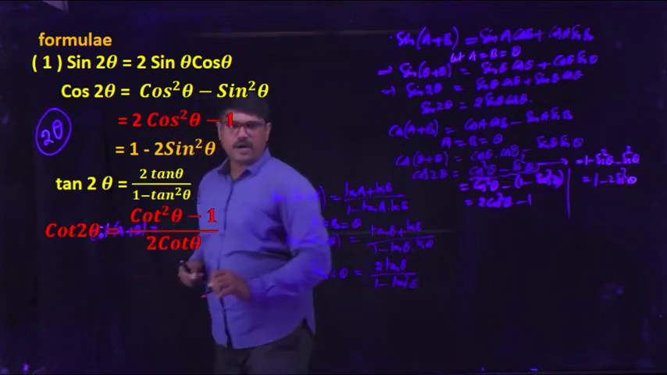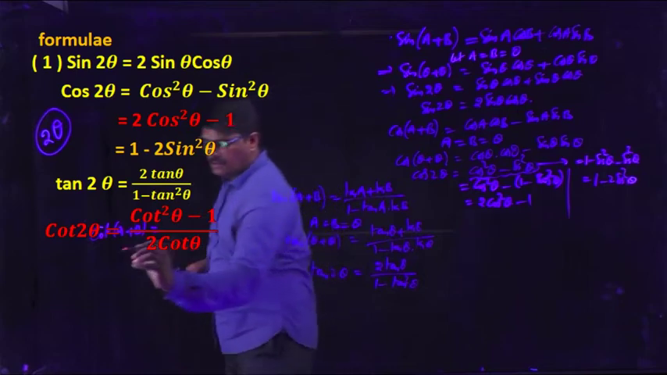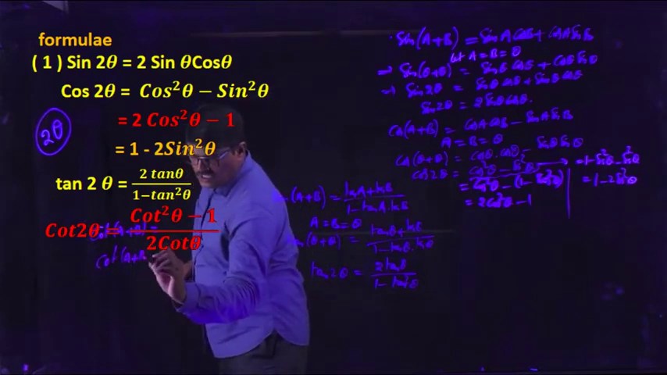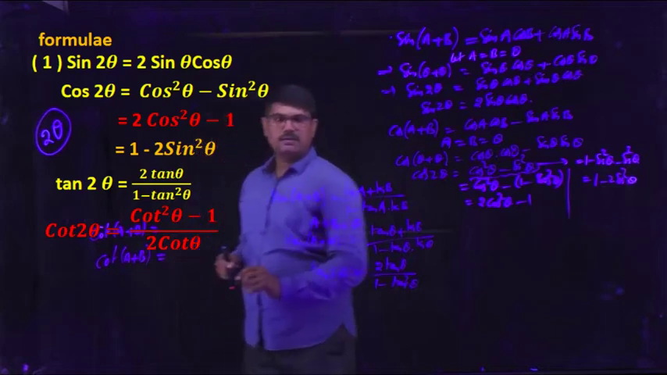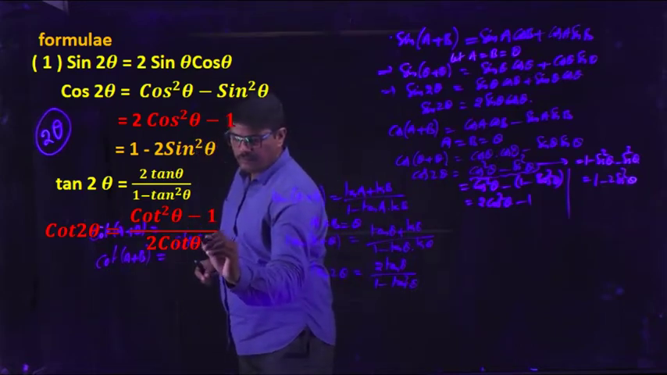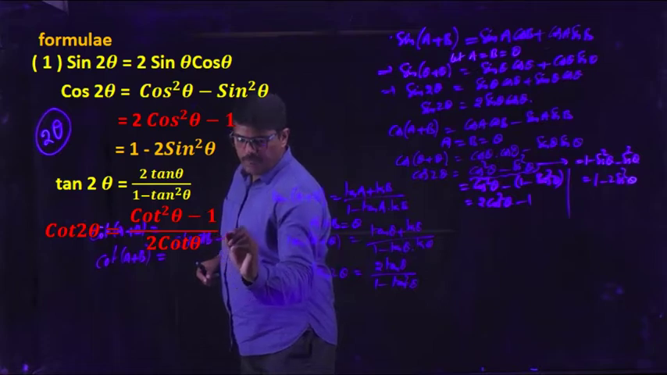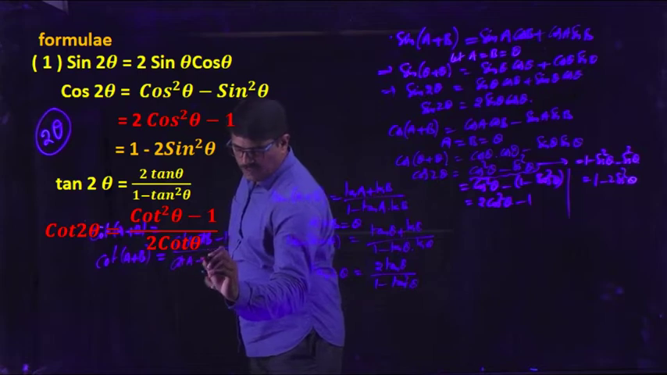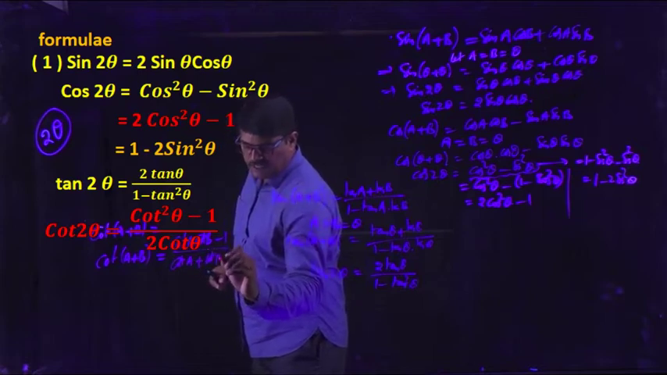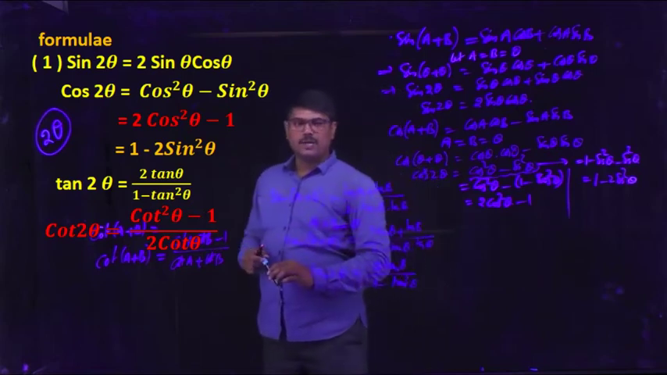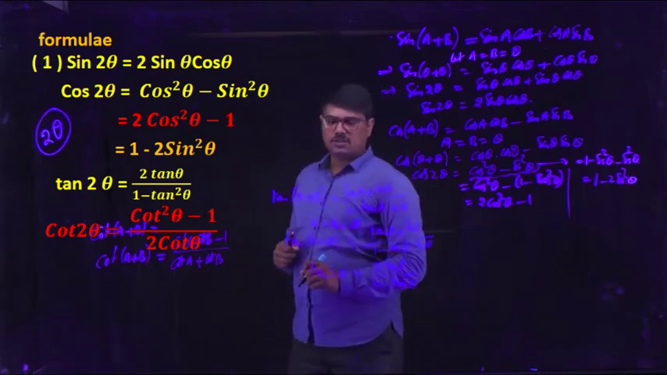If you write the formula of cot(A+B), let me write it again, cot(A+B). What is the formula of cot(A+B)? It is (cot A cot B minus 1) by (cot A plus cot B). This is the formula of cot(A+B): (cot A cot B minus 1) by (cot A plus cot B).